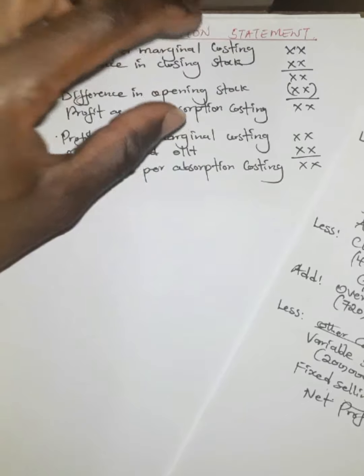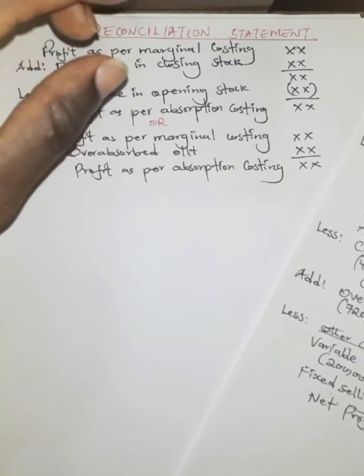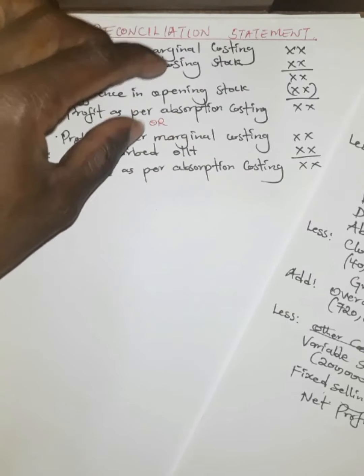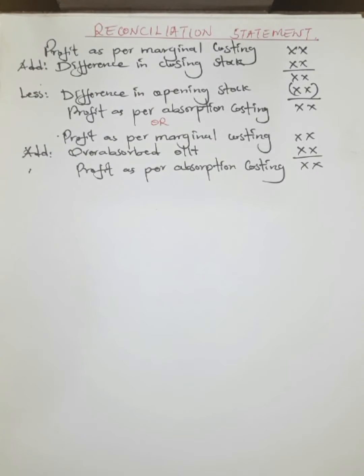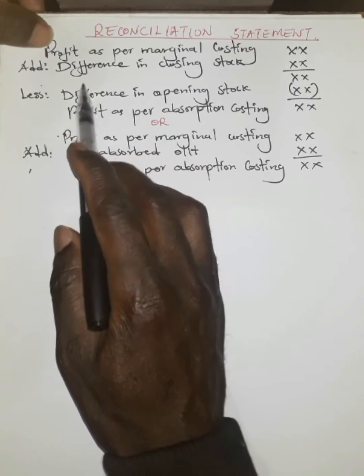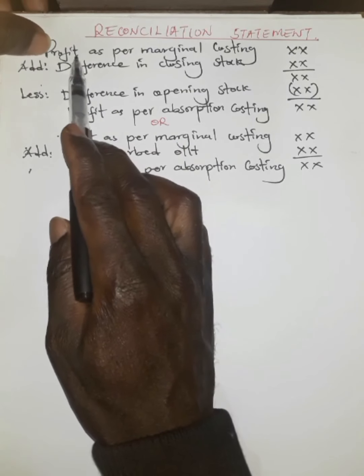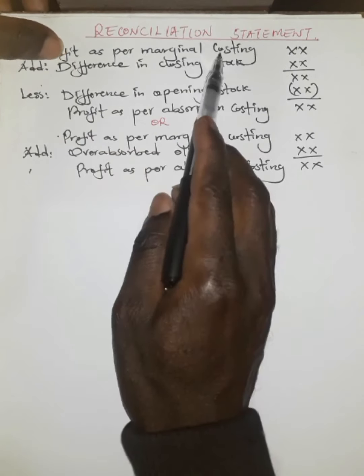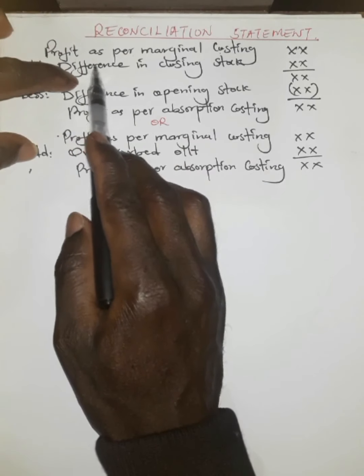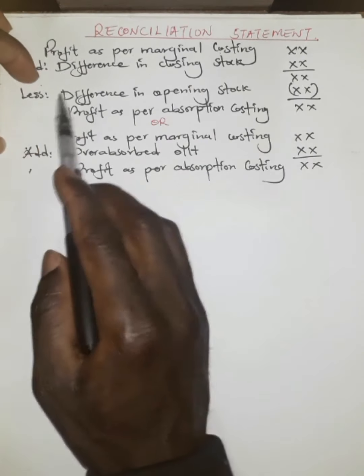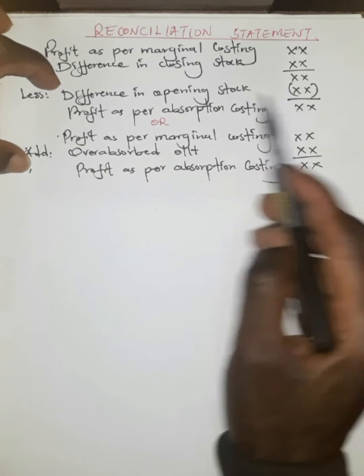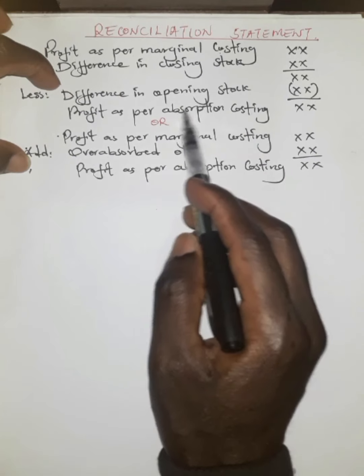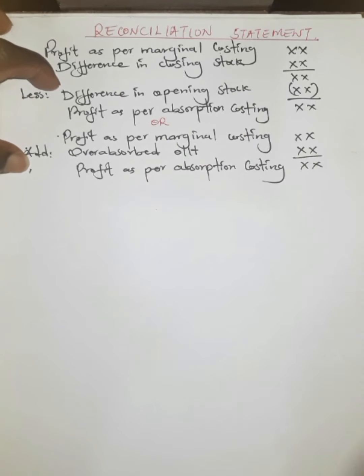The reason why they were different is because of the difference in valuation of either the opening stock or the closing stock. That is why our reconciliation here is going to factor in the element of, when we talk about the profit as per the marginal costing, we normally add the difference in the closing stock, then less the difference in the opening stock. The answer that you get should be the profit as per the absorption costing. Let us see if that one is true.